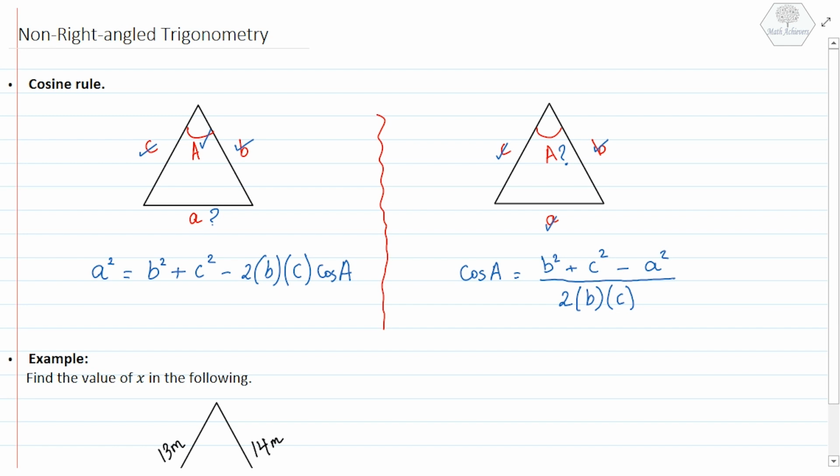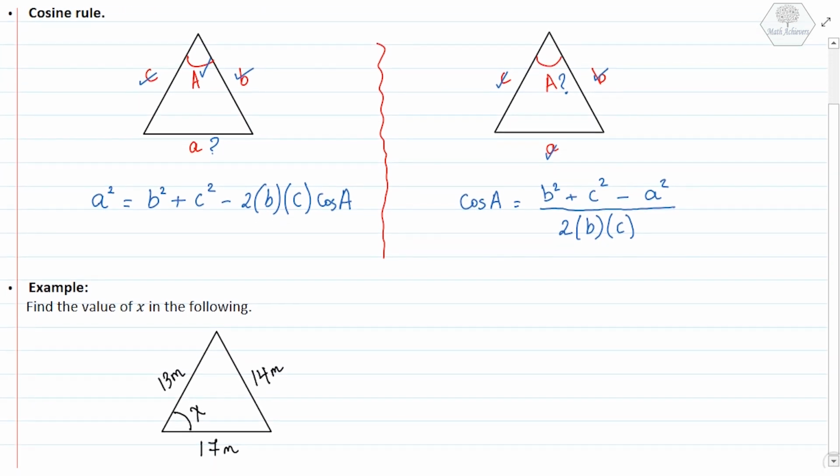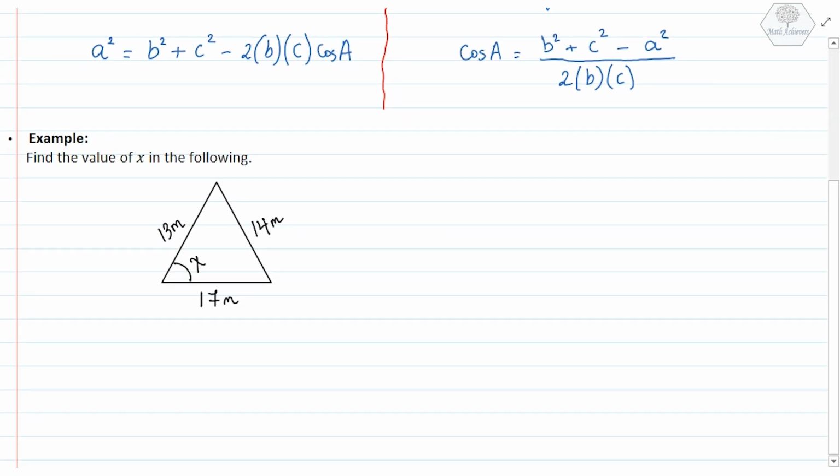Let's see an example now. In this example, we want to find the value of x in the following triangle. I have x as an unknown angle, and I have 3 given sides. Can I use the sine rule in this case? No, I can't use the sine rule, so I need to use the cosine rule in order to find the angle. First, I have to label my angle and my sides.